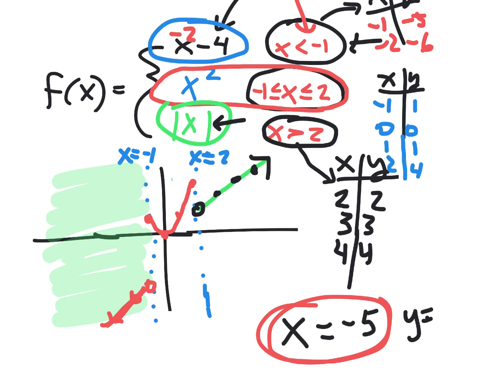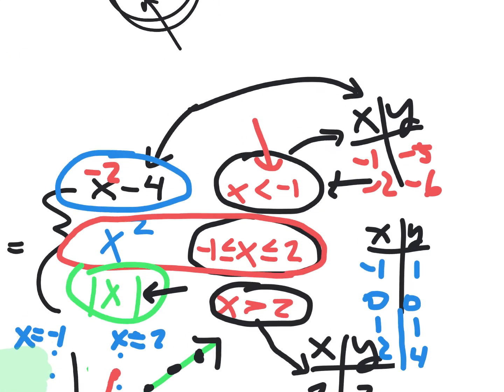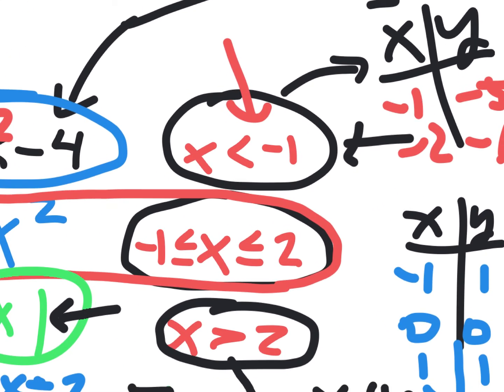X is negative 5. Will this function work if x is negative 5? Yes. Will this function work if x is negative 5? No, because it's not in the zone. Okay, so will this function work if x is negative 5? No, because it says x has to be bigger than 2, so it wouldn't work in the bottom two. It has to be the top one.